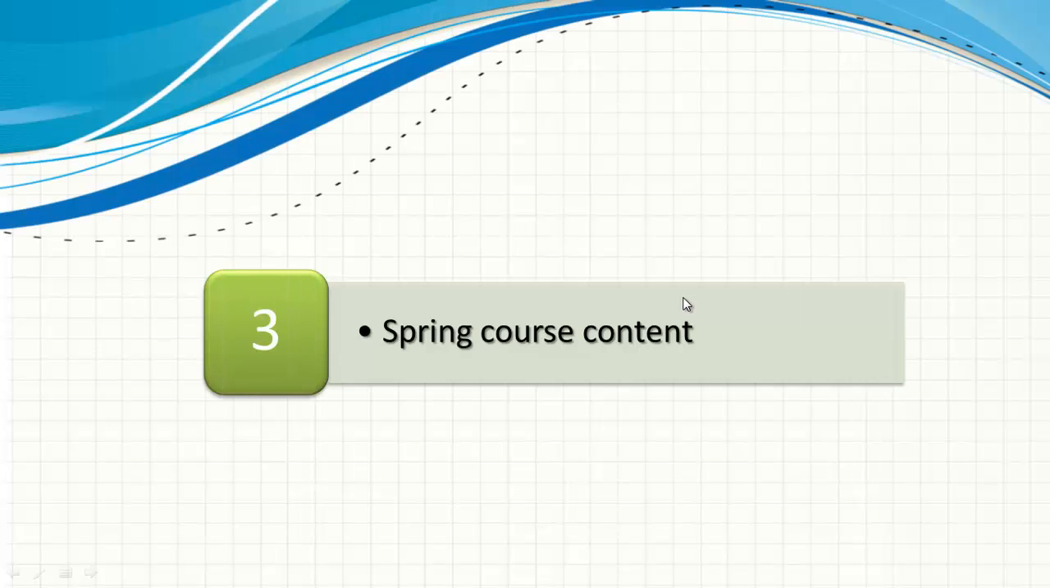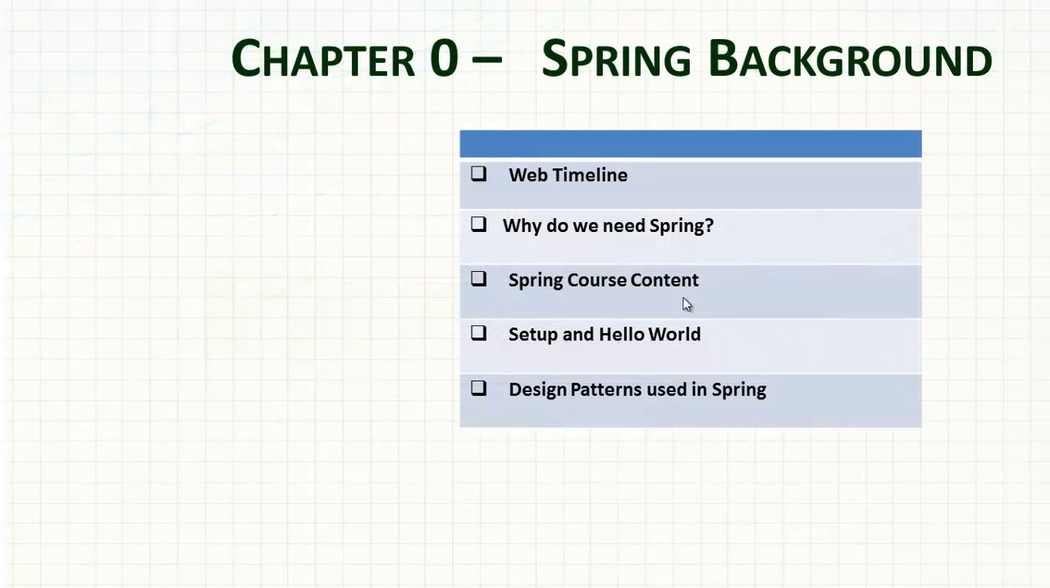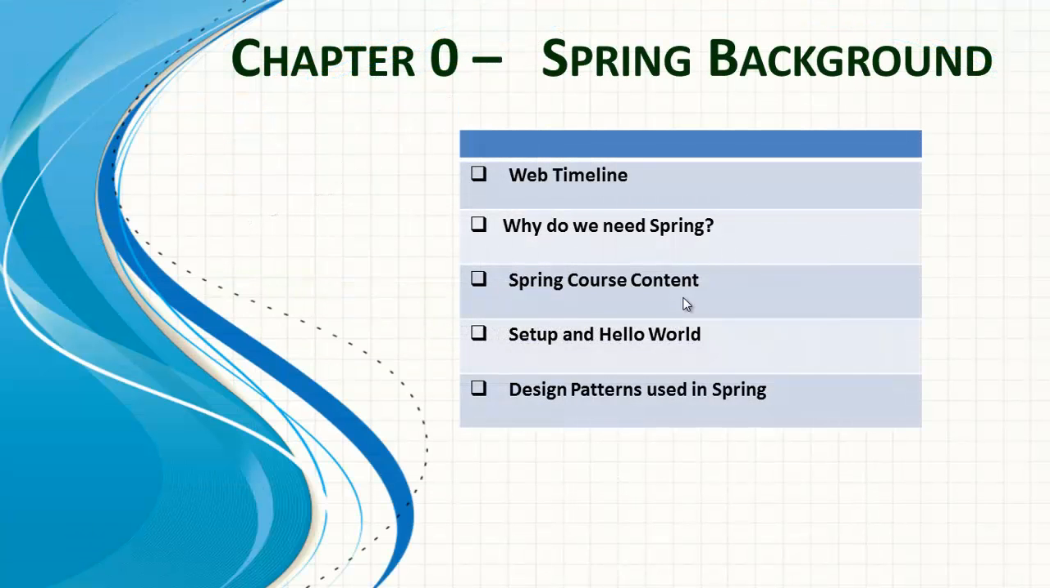In this video we are going to see the course content that is being covered, and we'll see the various chapters that are being offered. There are a total of 7 chapters, and the first chapter has been named chapter 0, which talks about the Spring background, how we have reached the Spring world, what the initial web timeline was, right from the first browser to the first web server. Then we saw gradually how Spring evolved, right from the CGI Perl days to Spring.